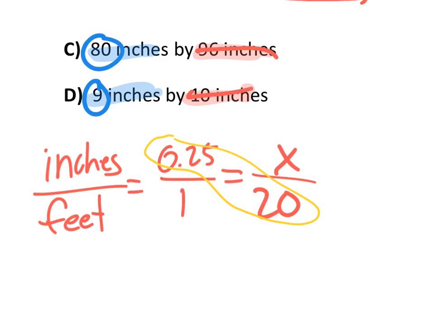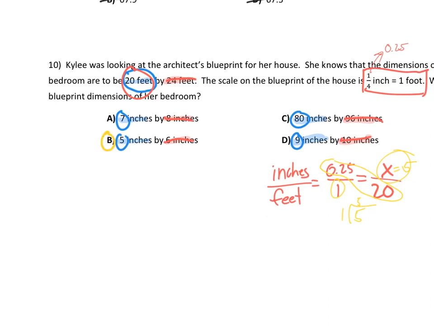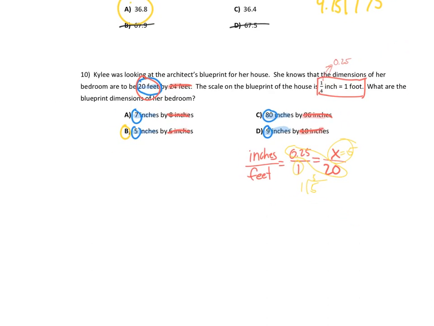Oh, actually, that's not too bad if you actually think about it. Anyways, 0.25 times 20 is 5. Then I got 5 there, and I'm going to do 5 divided by 1, which is just 5. So x is going to be 5. So on the scale drawing, her bedroom's going to be 5 inches long. So our answer is going to be B on number 10.